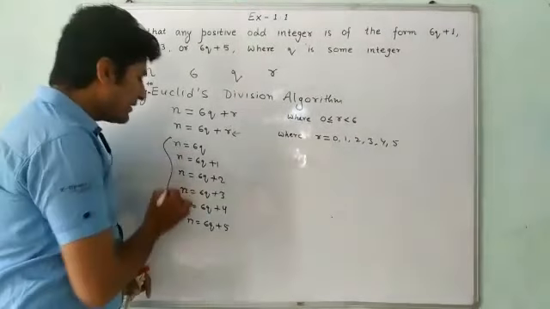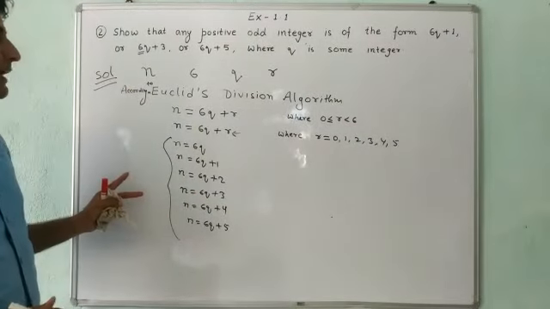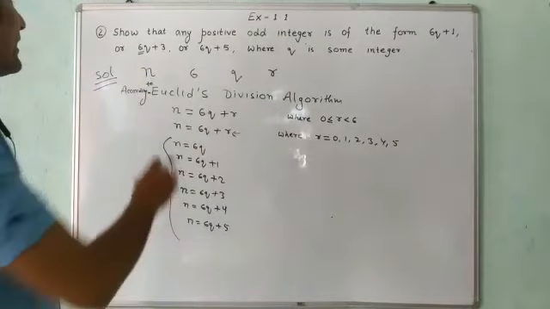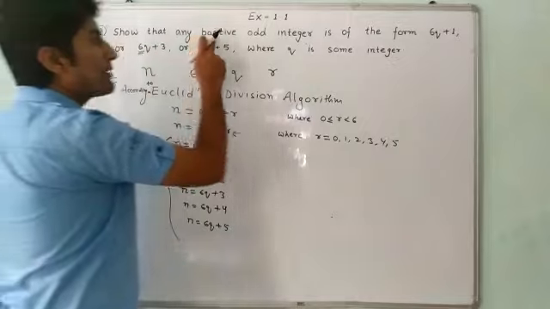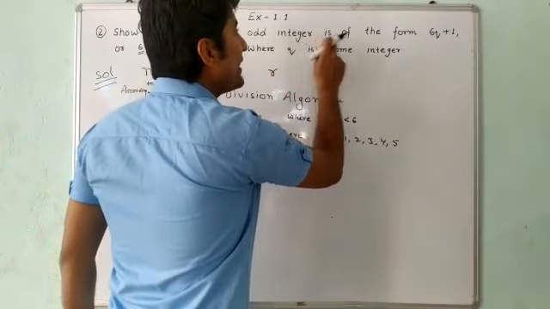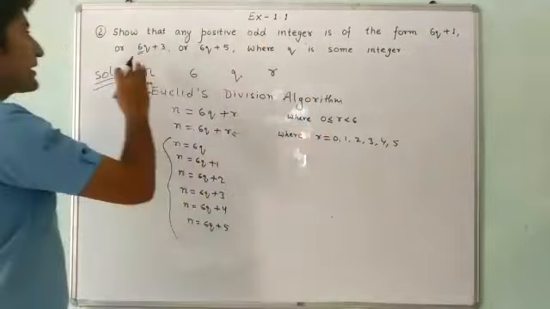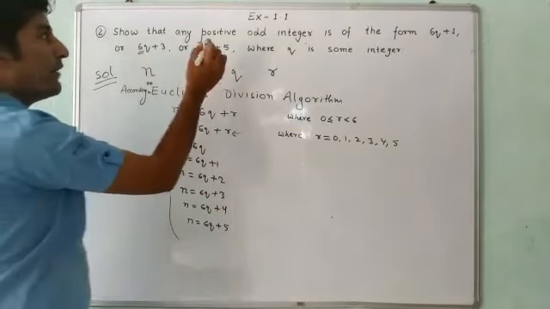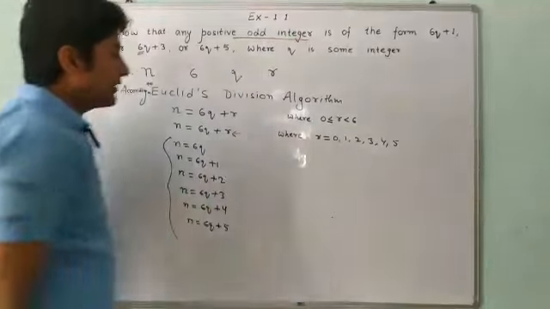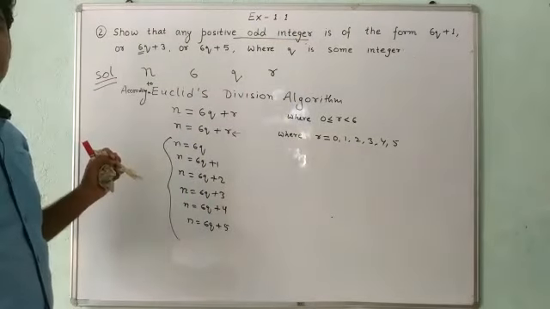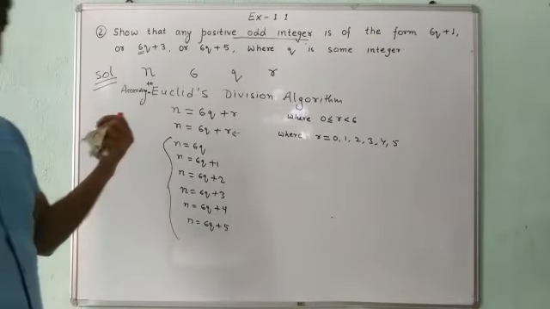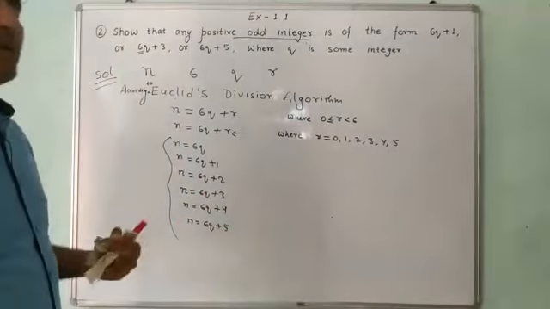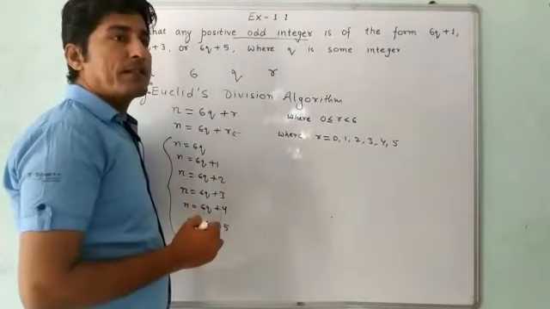Now, from these lists, we have to extract the odd integers. Because let us see the question once again. Show that any positive odd integer is of the forms 6q plus 1 or 6q plus 3 or 6q plus 5. So we have to find the odd integers from these lists. Which are the odd numbers? First of all, we have to understand the concept of even and odd numbers. Even numbers are always divisible by 2.